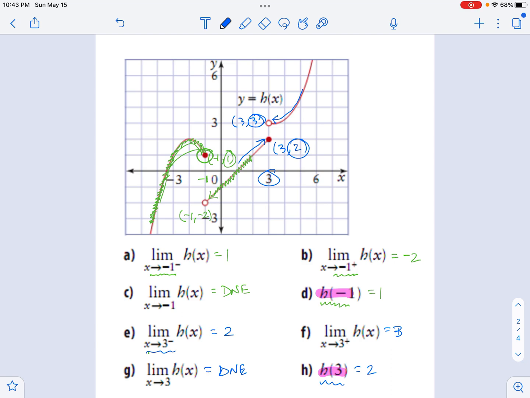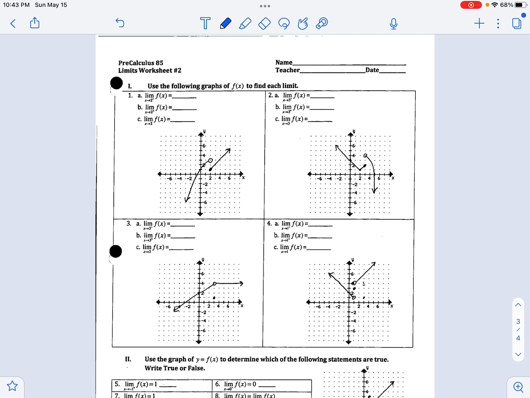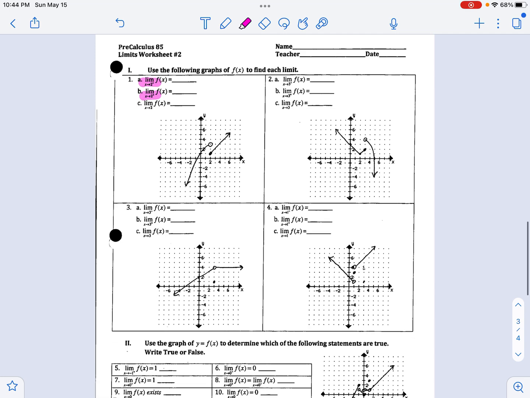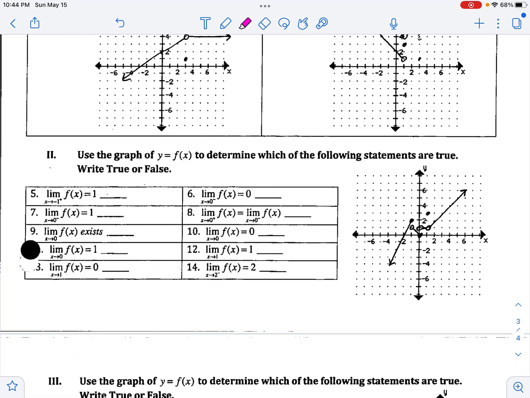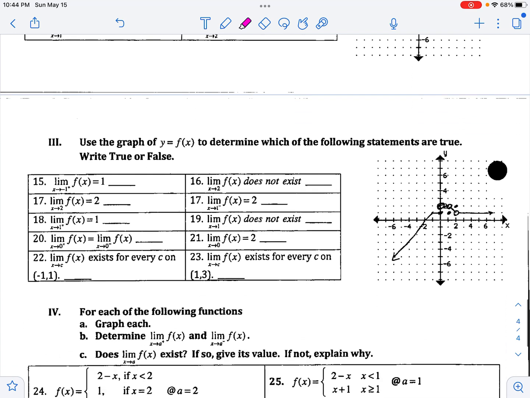As we go to page 3, you're following the same idea. Your goal is to find the limit from the negative side, find the limit from the positive side, and figure out if those two values are the same. If they are the same, then that is the limit for C. If they are not the same, then you're going to say does not exist. Then you've got a couple of true-false situations here that you need to evaluate. We did this one in class, so I am going to do this true-false one with you.